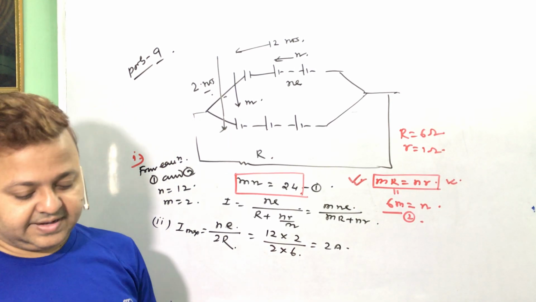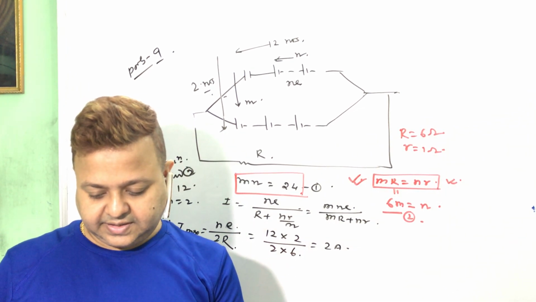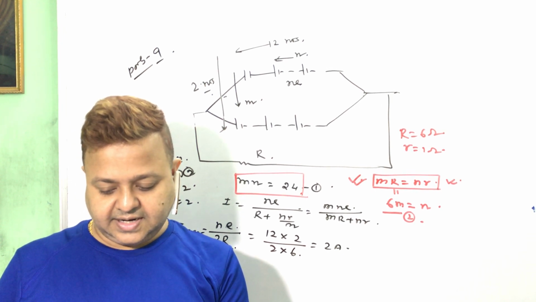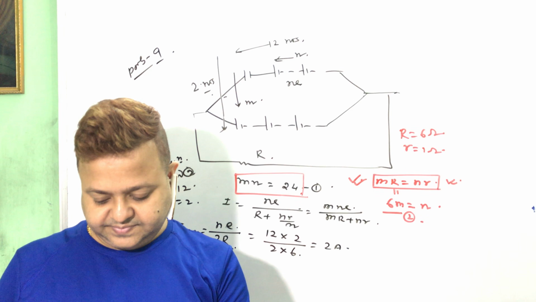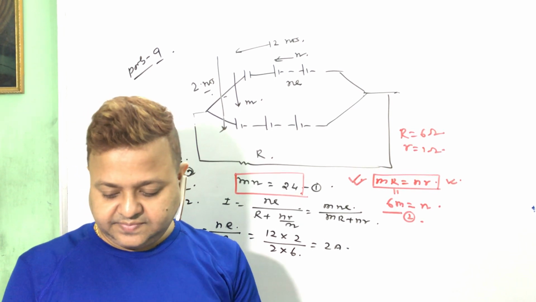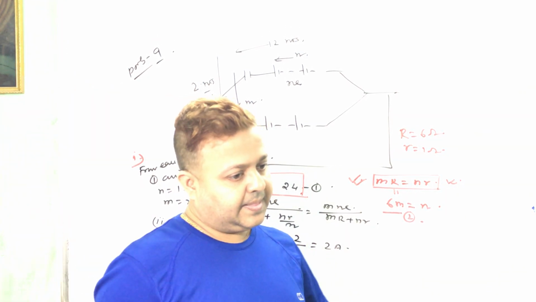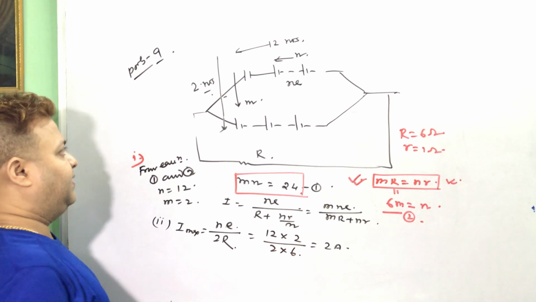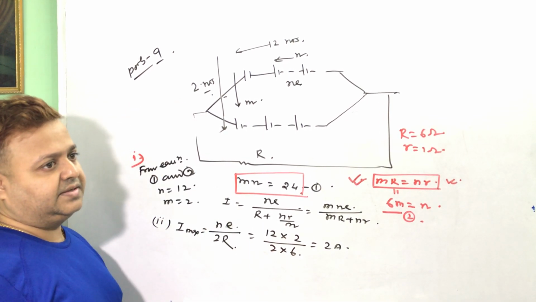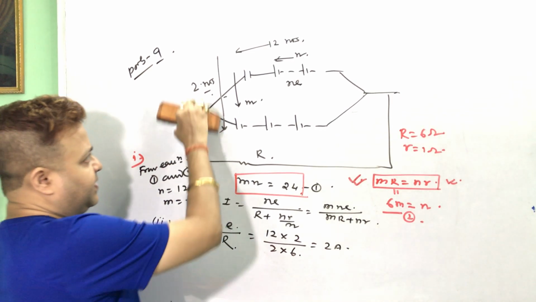Okay, number 10. An infinite number of resistances are connected as shown in the figure. Find the effective resistance between A and B.